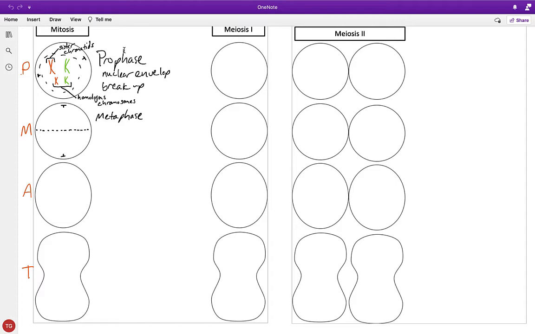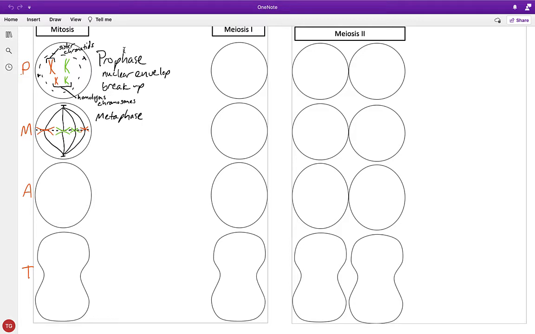Now I can have these in different locations, but in each case there's going to be a sister chromatid on either side. And the idea here is that we can form what we call spindle fibers, and these are going to help with the movement of these sister chromatids as they separate.